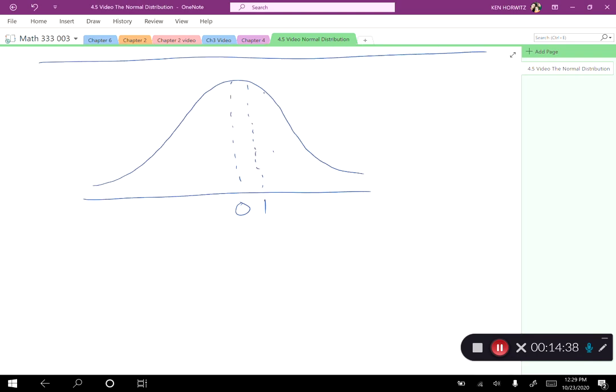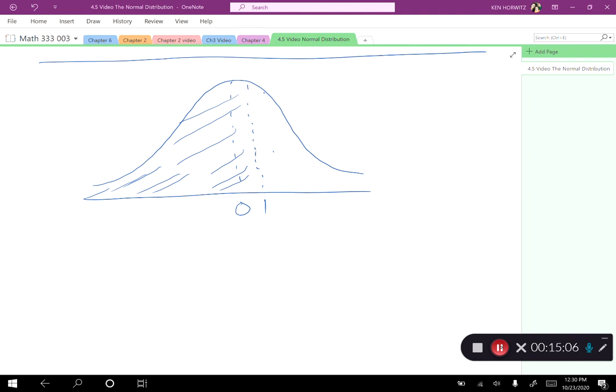So let's use this current map. For example, if I were to look up z equals 1, it would give me the area to the left of 1. So why don't you, at this point, pause the video and get out your chart, and we'll look the first one up together.